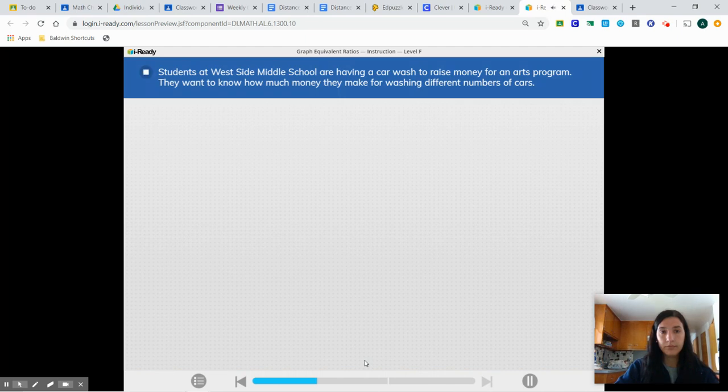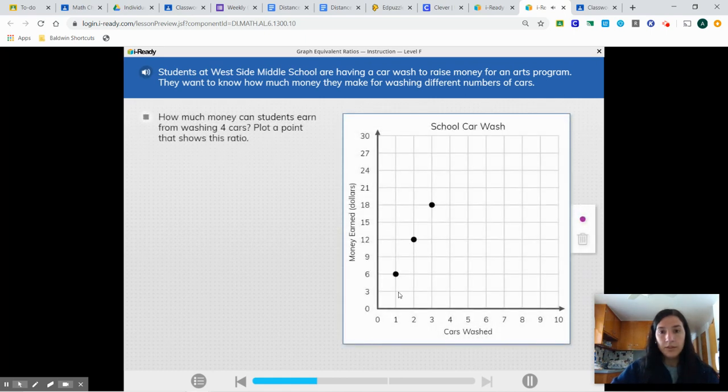Students at West Side Middle School are having a car wash to raise money for an arts program. They want to know how much money they make for washing different numbers of cars. How much money can students earn from washing 4 cars? So what we see here, plot a point that shows this ratio, is that y divided by x will give us 6 divided by 1.